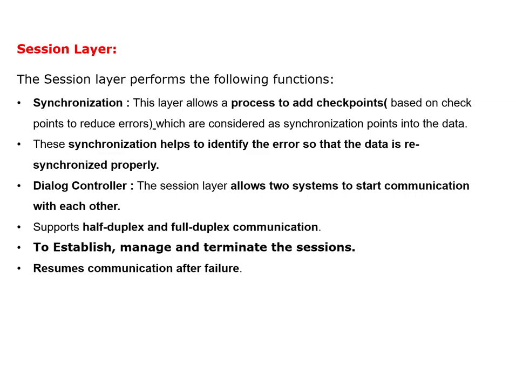It allows two systems to start communication with each other. That is supported by half duplex and full duplex communication. Coming to half duplex, we perform the transaction from sender to receiver and receiver to sender, but simultaneous communication is not possible with half duplex. Either we perform sender to receiver communication or receiver to sender communication, but not both at a time. But in full duplex communication, it is possible to perform simultaneous operations between the sender and receiver.